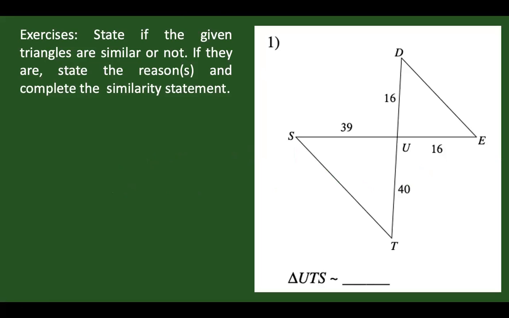Take a look at number one. Here, state if the given triangles are similar or not. Let me just underline, state if similar or not. And if they are, state the reason. What reason? The theorems and corollary: the AAA theorem, AA corollary, and the two theorems, the SSS and the SAS, and complete the similarity statement. All right, so let's move on.